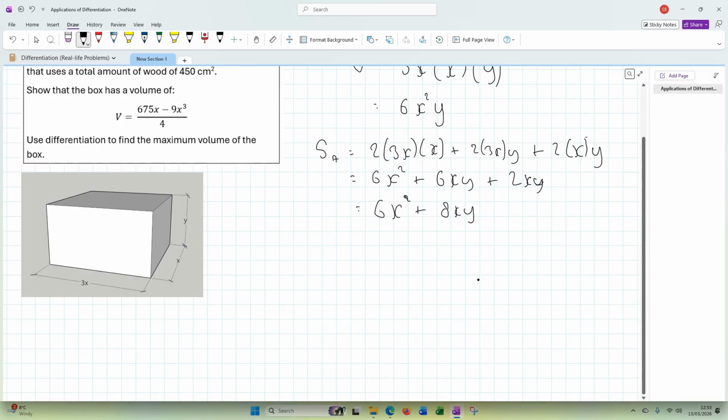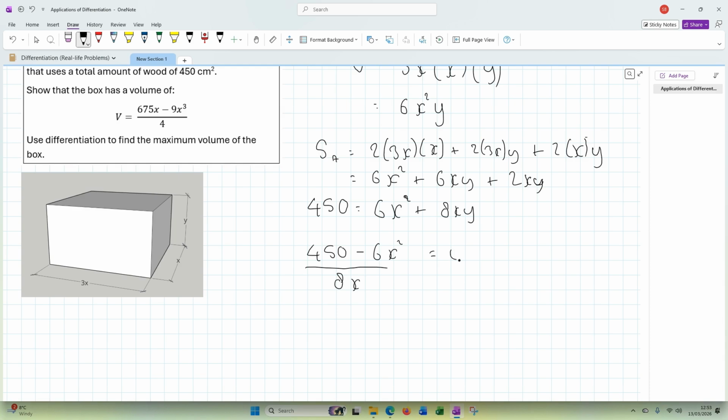Okay. Now the question tells us that the amount of wood used is 450 centimeters squared. So what we want to do is just equate this equation to 450. Now we need to make y the subject of this equation here. So just performing simple algebra, we would have 450 minus 6x squared, divided by 8x, and that equals y.